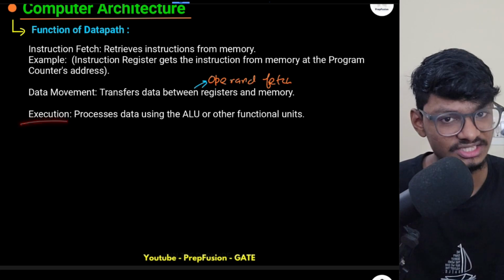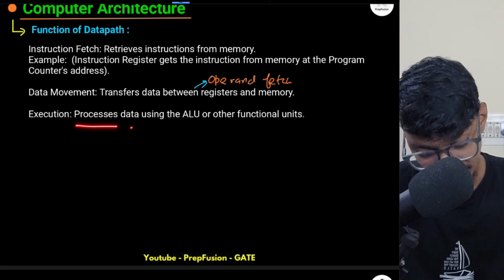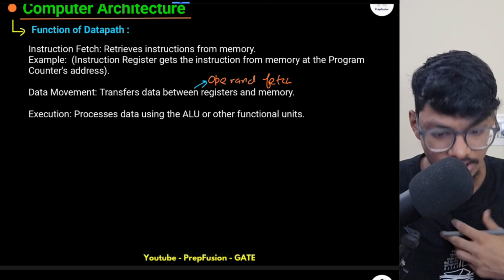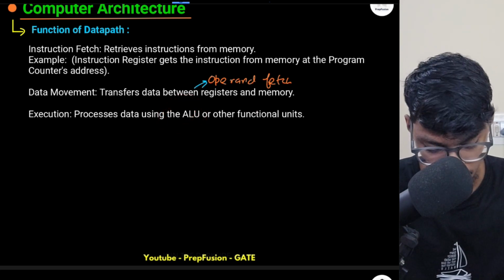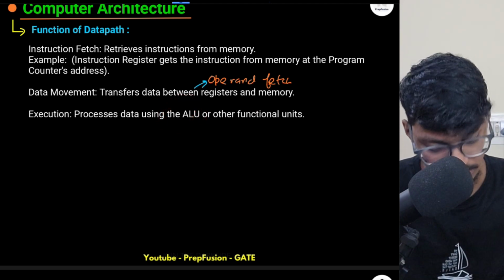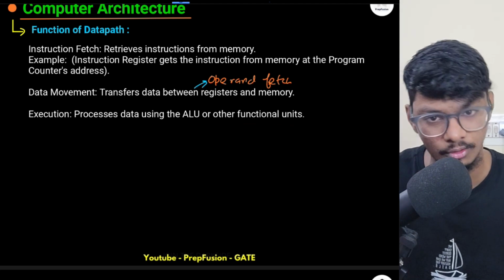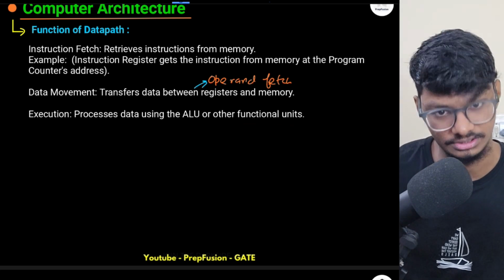Then what happens? Execution. It processes data using the ALU. So the data has been fetched to its own registers. Then we process the data using the ALU, and the control signal directs it, and other functional units. There are other functional units nowadays. Obviously the ALU is not alone, right? A lot of things are there that do the computations.